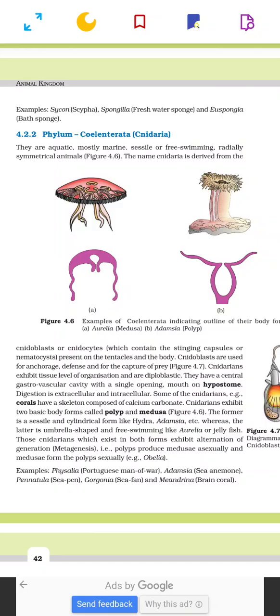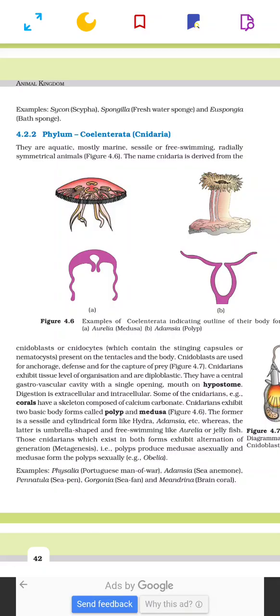The former, the polyp, is a sessile and cylindrical form, like Hydra, Adamsia, etc. Whereas the latter, the medusa form, is umbrella shaped and free swimming, like Aurelia or jellyfish.